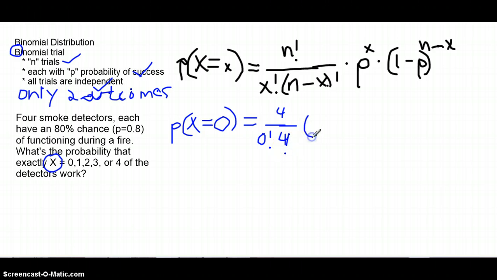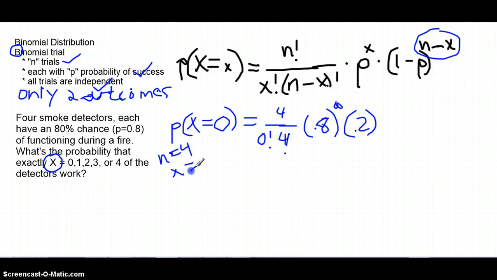Okay, so now I want the probability of success. Well, that's 0.8, to the power x, and of course x is equal to 0. And then 0.2 to the n minus x. So I'm letting n equal 4 and x equal 0, so n minus x is going to equal 4. That's a 0, not an infinity sign. Okay, so it's just 0.2 to the 4th power, which is 0.0016. That's the probability that none of these detectors work.